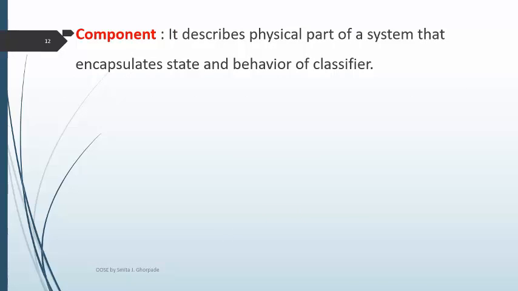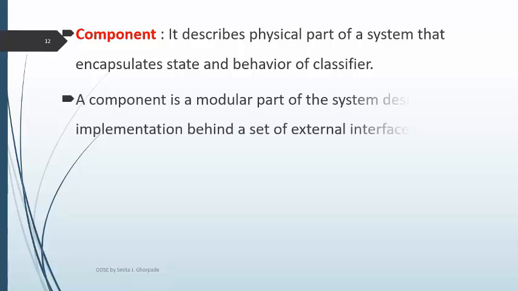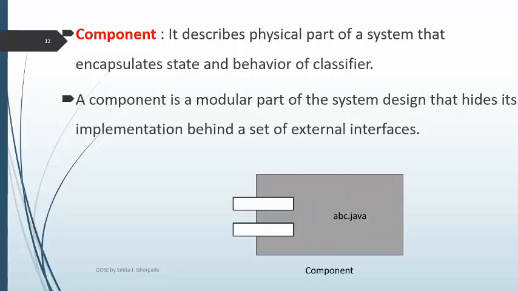Component. It describes a physical part of a system that encapsulates the state and behavior of a classifier. A component is a modular part of a system design that hides its implementation behind a set of external interfaces. The graphical notation for a component is a rectangular box with a smaller rectangular box. Now a simple example is given here.